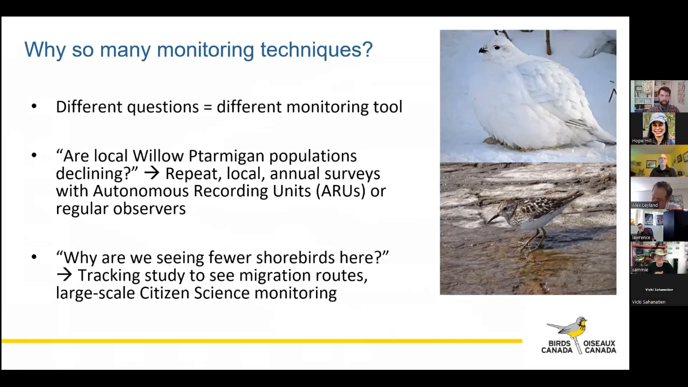So if you're asking something like, are local willow ptarmigan populations declining, then you're going to want to be doing a very different type of survey than if you're asking, why are we seeing fewer shorebirds in this section of coast? So for local populations of a species, you might be thinking about doing repeated surveys in an area or using ARUs, which a future webinar will talk about. Or if you're talking about shorebirds, it might be looking at broad scale migration patterns or some kind of tracking system.